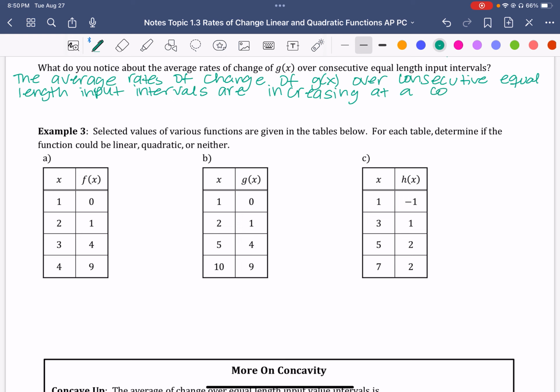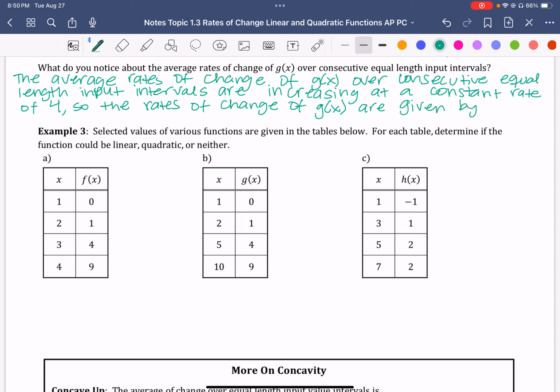at a constant rate of 4. Okay, so the rates of change of g of x are given by a linear function.